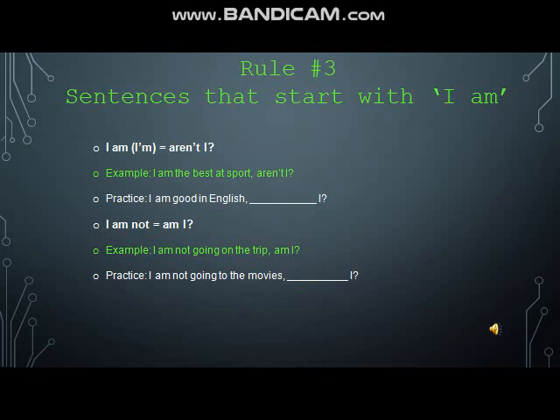Sentences that start with I am. When we have sentences that start with I am, it changes to aren't I. I am not changes to am I.